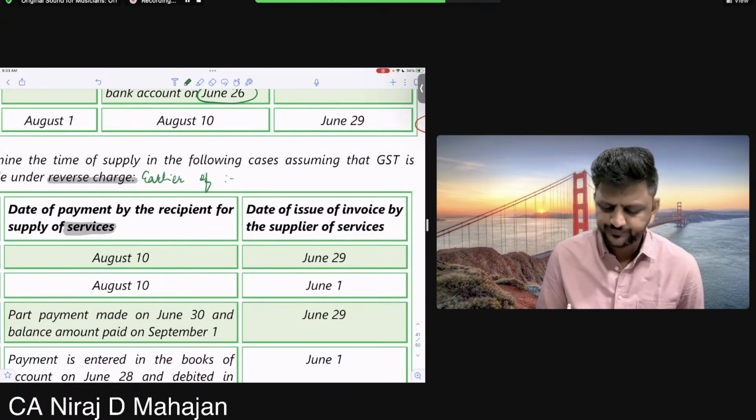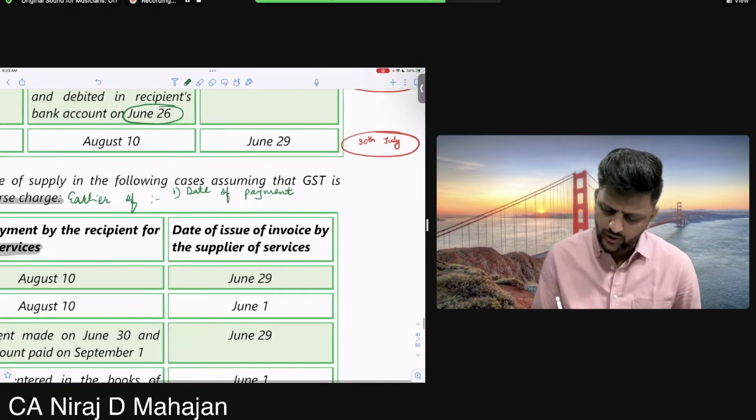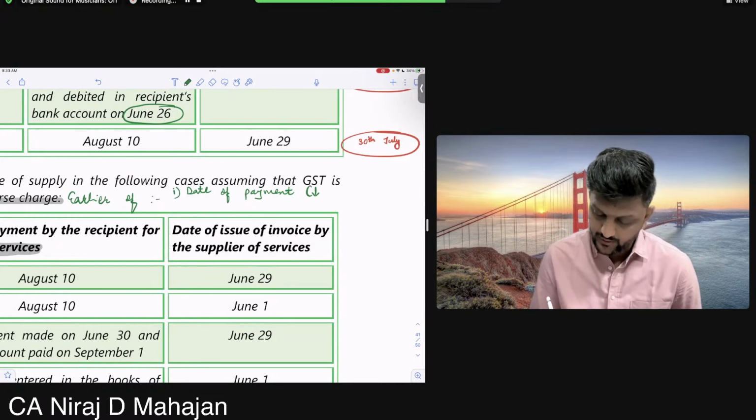Earlier of date of payment. So payment, children, also you know, earlier of. I'm just writing it as earlier of book entry or bank debit.